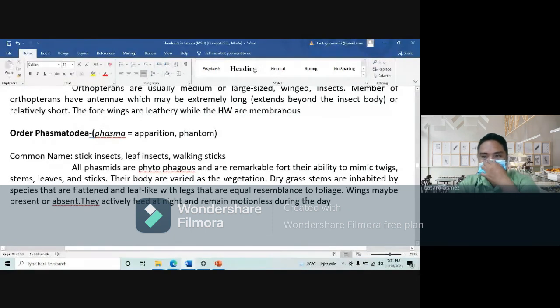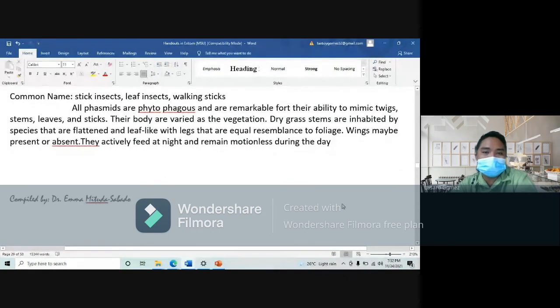Dry grass stems are inhabited by species that are flattened and leaf-like, with leaves of equal resemblance to foliage. Wings may be present or absent. They actively feed at night and remain motionless during the day.